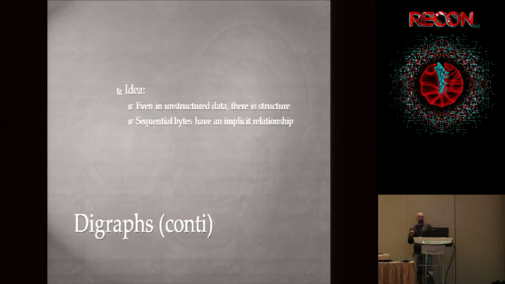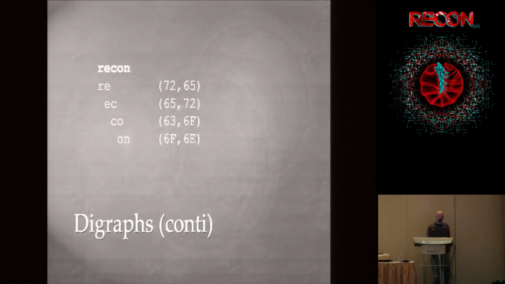He had this idea, and he posited that even in unstructured data, there's some kind of structure. We just don't know what it is. And he suggested that barring any other information about the structure in data, we can assume that sequential bytes have some sort of implicit relationship. So Conti's dilemma was, how can we understand this implicit relationship if we have no idea what it is? He came up with a really simple, really profound solution. He said, we can take sequential bytes and treat those as XY coordinates.